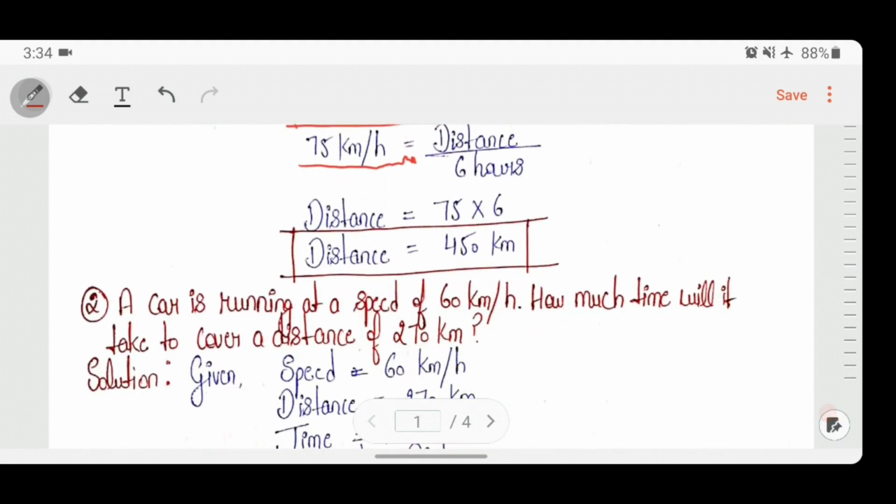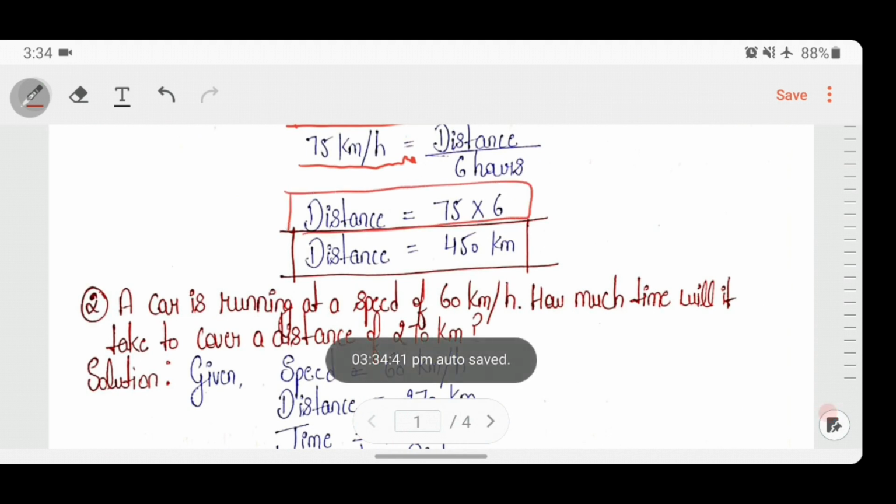After solving this numerical, we got distance is equal to 75 into 6. After multiplying these two values, we got 450 kilometers. So the distance between the two cities, Delhi and Amritsar, is 450 kilometers. It means the train traveled 450 kilometers at a speed of 75 kilometers per hour in 6 hours. So students, this is how we can easily solve these numericals.